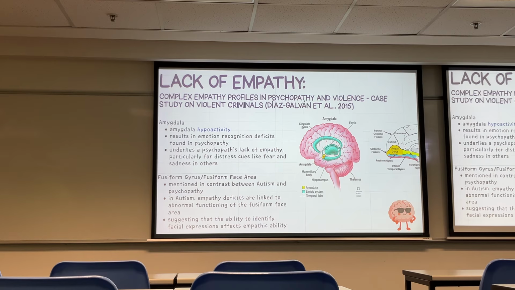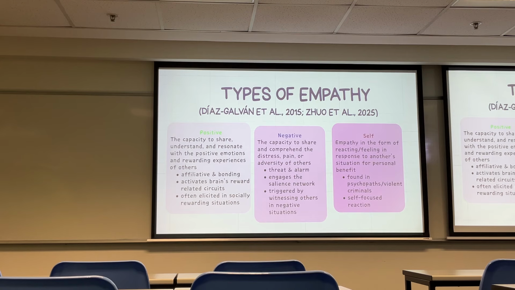Diaz-Galvin et al. contrasted autism and psychopathy, where the empathy deficits in autism are linked to abnormal functioning of the fusiform face area, suggesting the ability to identify facial expressions affects empathic ability. We can conclude 3 types of empathy from our research.